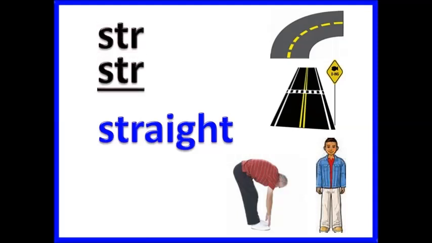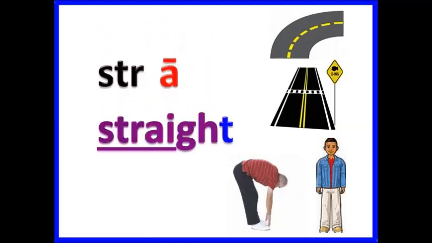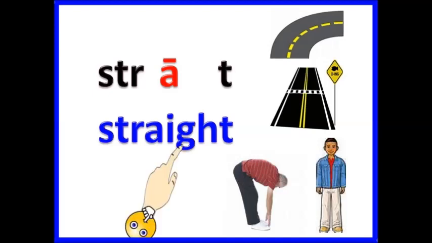Straight. GH is silent. Okay. Now, you see this road right here? This road has a curve in it. It's not straight. It's kind of crooked.